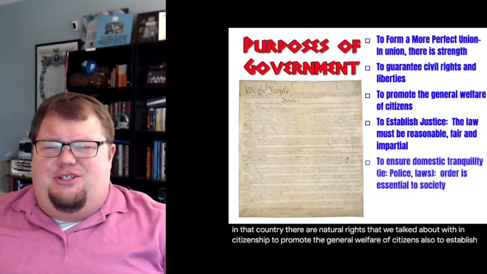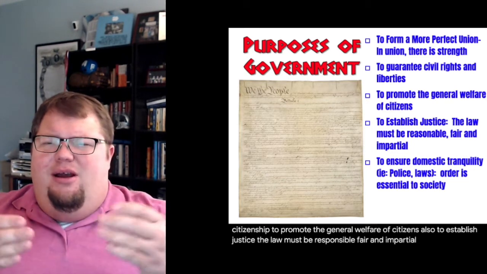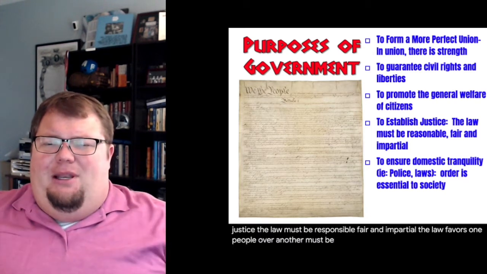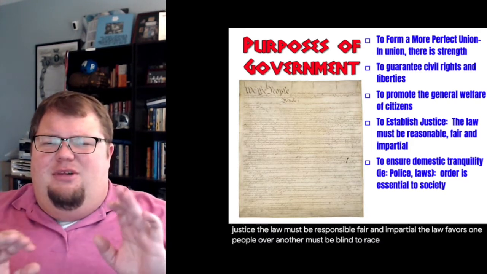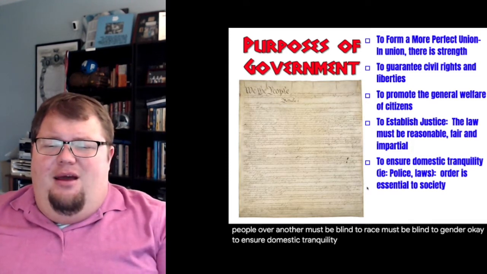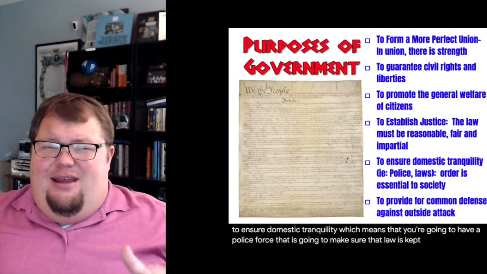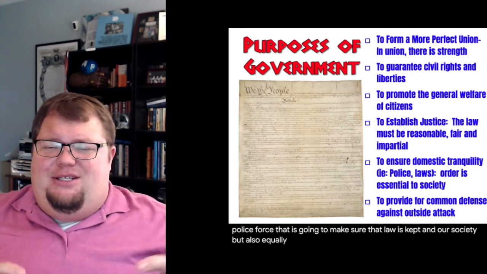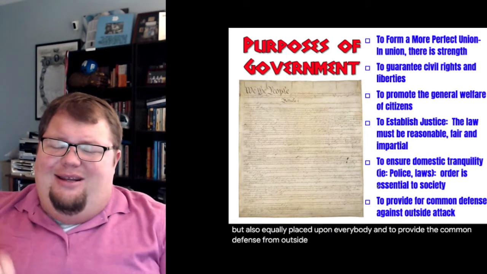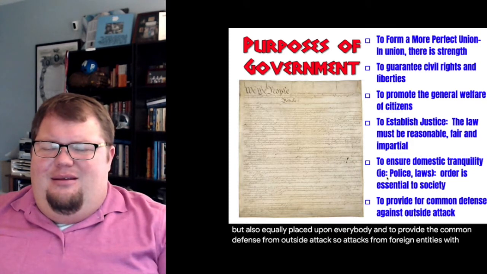Also, to establish justice. The law must be responsible, fair, and impartial. You can't see where the law favors one people over another. It must be blind to race, must be blind to gender, okay? To ensure domestic tranquility, which means that you're going to have a police force that is going to make sure that law is kept in our society, but also equally placed upon everybody. And to provide the common defense from outside attacks, so attacks from foreign entities within the world.